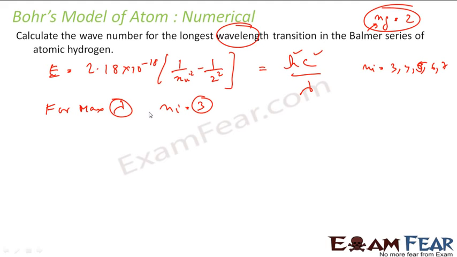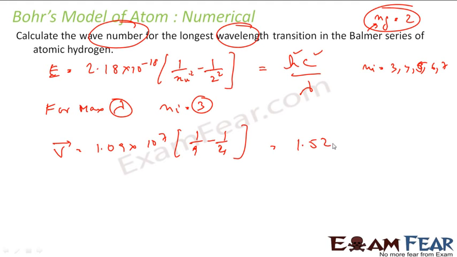I have to find the wave number also. Calculate the wave number actually. So for n equal to 3, I have to find the wave number. So let's do that. I'll directly use the formula. Wave number is 1.09 into 10 to the power 7 into (1 by 2 square minus 1 by 3 square), that is 1 by 4 minus 1 by 9. This is what I get, and that is nothing but 1.5236 into 10 to the power 6 per meter. Or what you can do is use this formula only and find the value of 1 by lambda. That is the wave number.